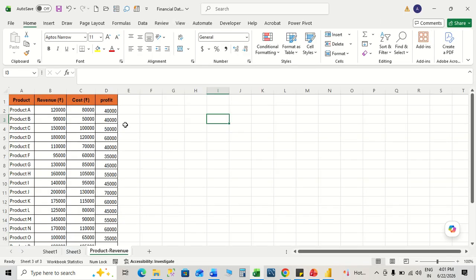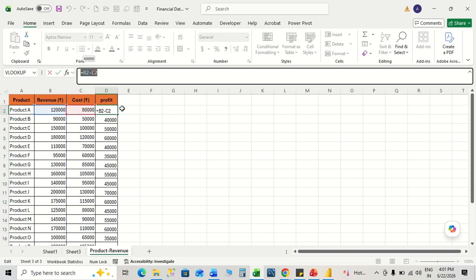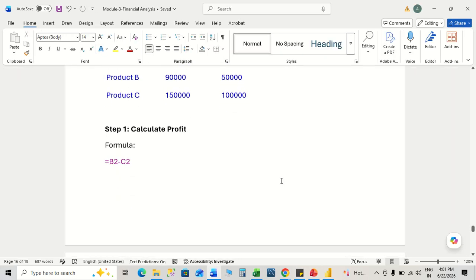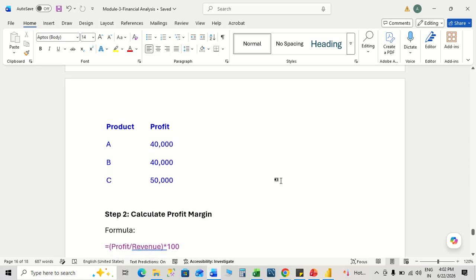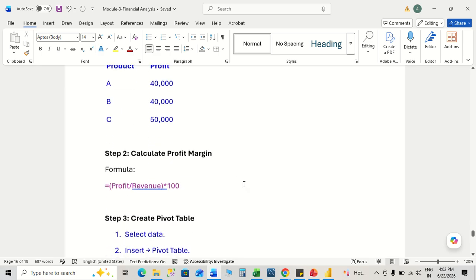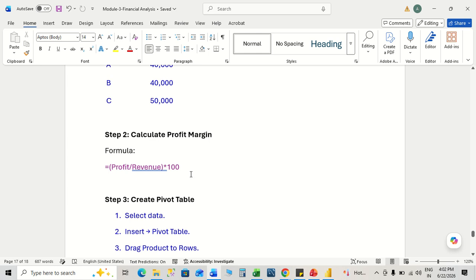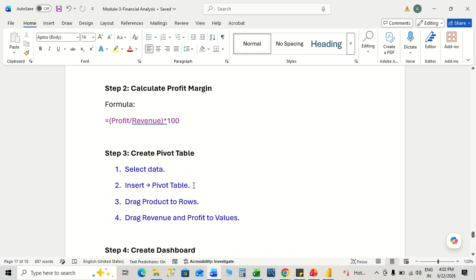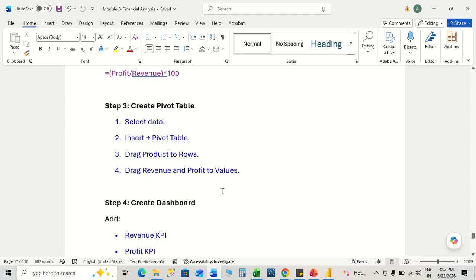How to calculate the profit? Revenue minus cost. We get the profit. Yes, here this is the formula. Okay. Now calculate the profit. Then product A, B, C. Profit is this one. Now calculate the profit margin. Profit divided by revenue into 100. Create a pivot table. Select the data. Insert the pivot and drag down like this.